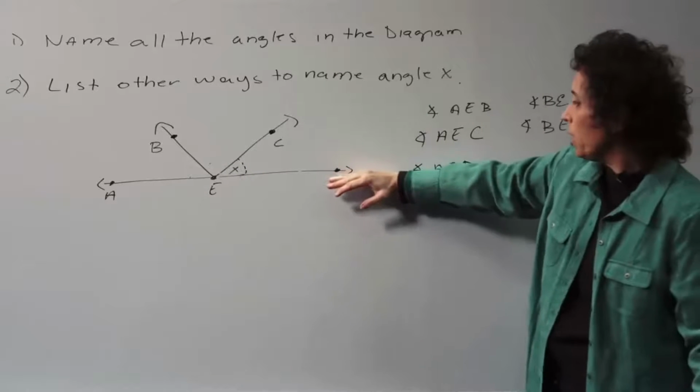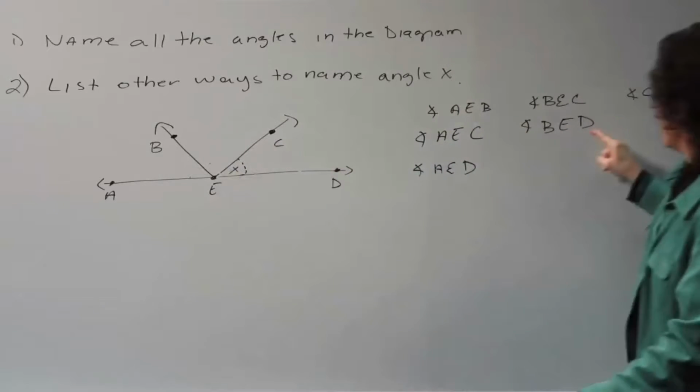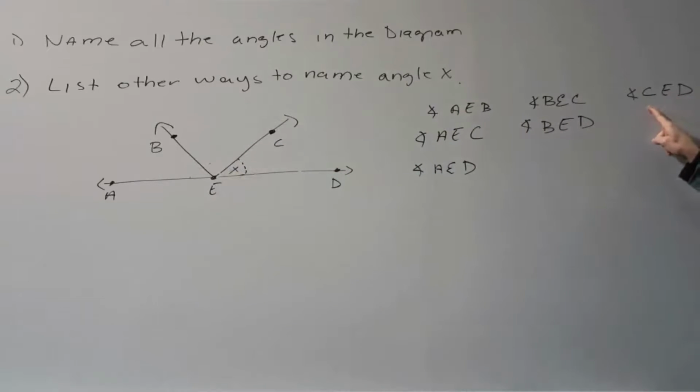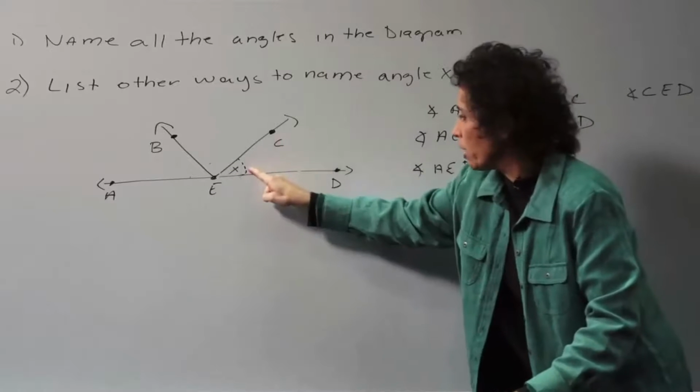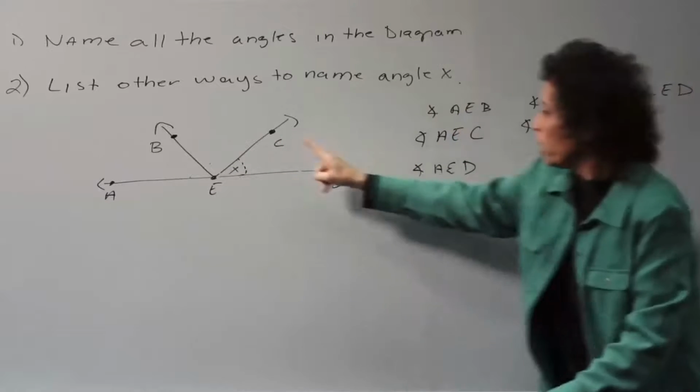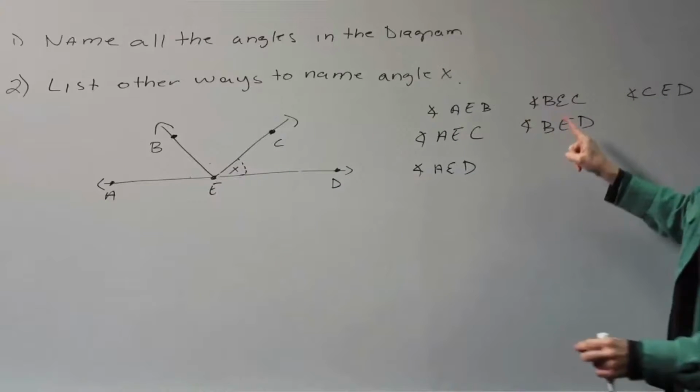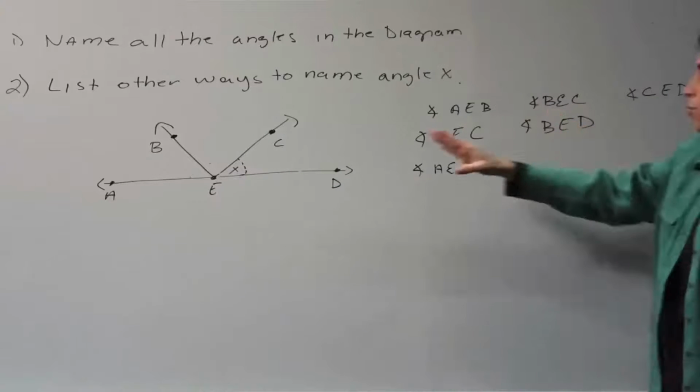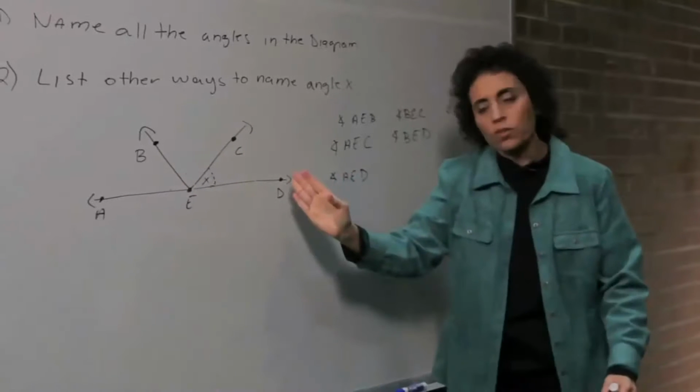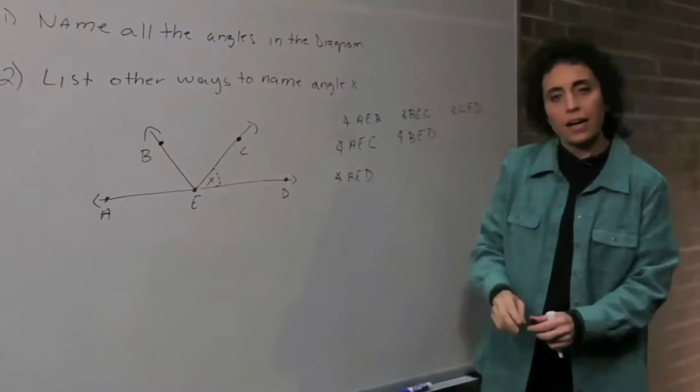Now, if I start going backwards, watch what happens. If I go to D, then I could go DEC, but DEC is this angle we just did. DEC is this angle right here. And if I go CEB, well, CEB is this angle right here. So if we just go left to right, we can get all the angles. So those are all the angles in that diagram.